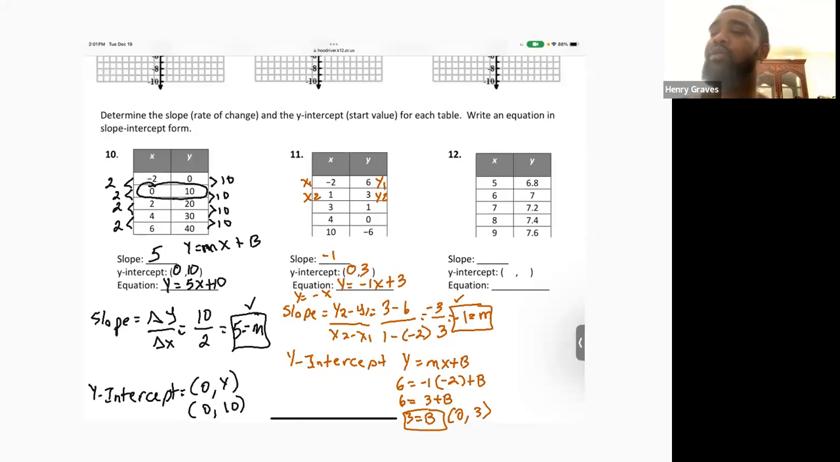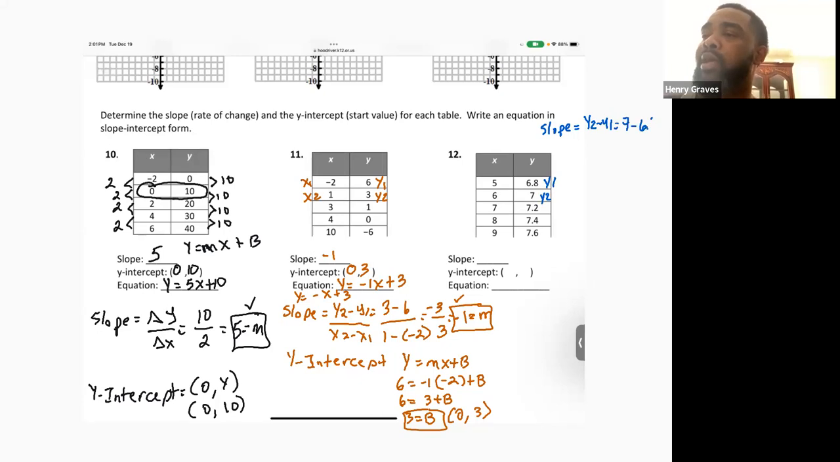Okay, now on number 12, the last one, right? It involves decimals. I know a lot of us don't like decimals, but they're not going to ever go away, especially if you like money and paying for things and eating. You have to pay for food, right? So for the slope, I'm going to do the same thing I did before, the whole y2 minus y1. So this is y1, y2. So I'm going to do 7 minus 6.8.